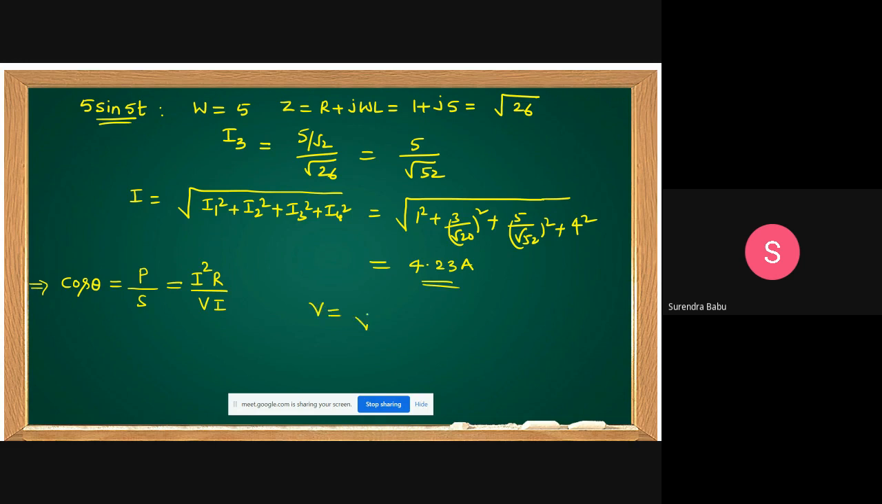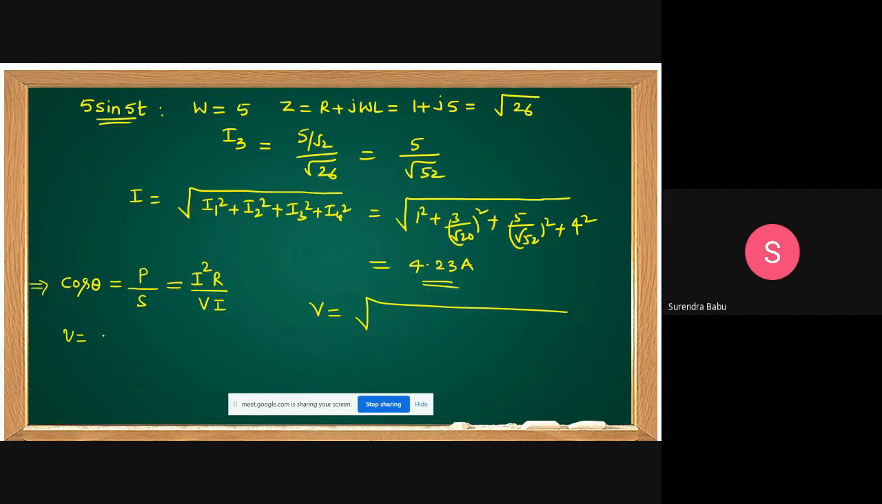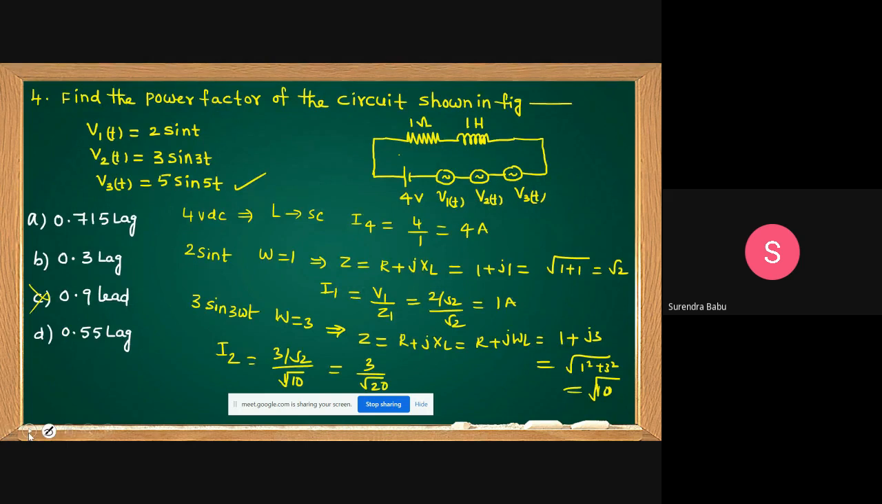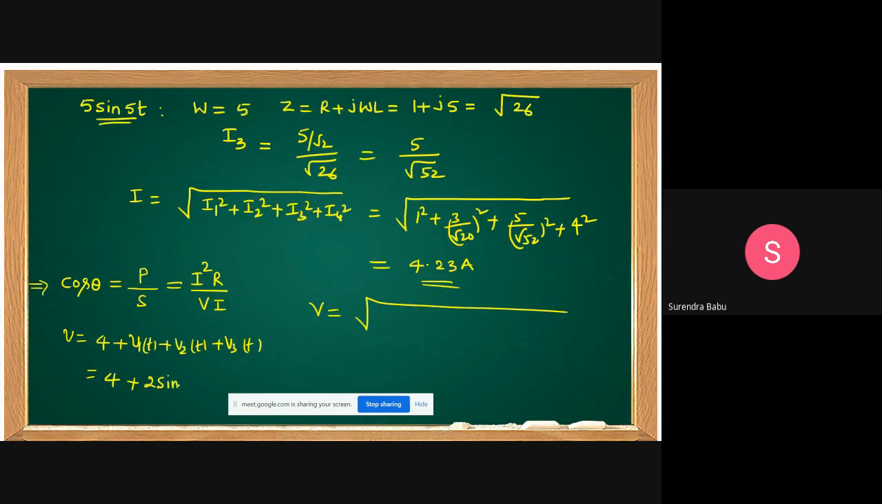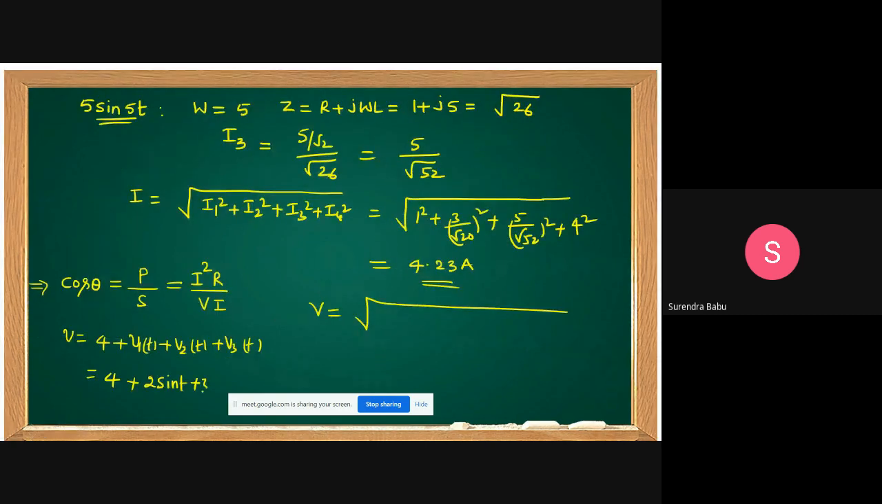But here I will calculate V. What is the total RMS value? All are different frequencies. Shall I write like this? What is the resultant V? Instantaneous V equal to 4 plus V1 of t plus V2 of t plus V3 of t. Is it correct? What is V1 of t, students? V1 of t equal to 2 sine t. What is V2 of t? 3 sine 3t. This is 5 sine 5t.